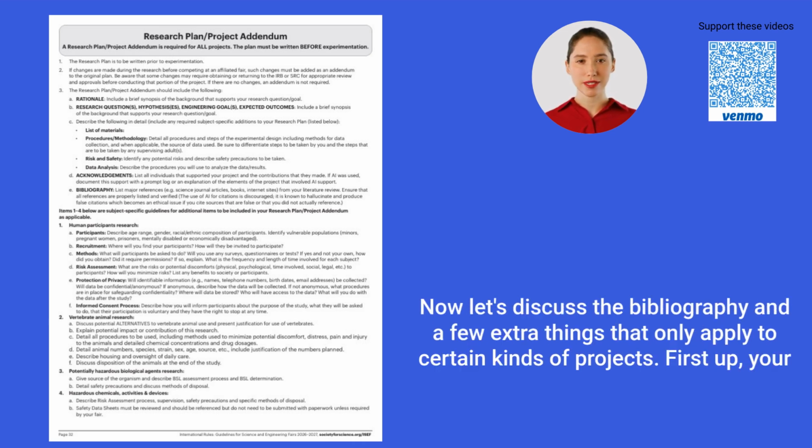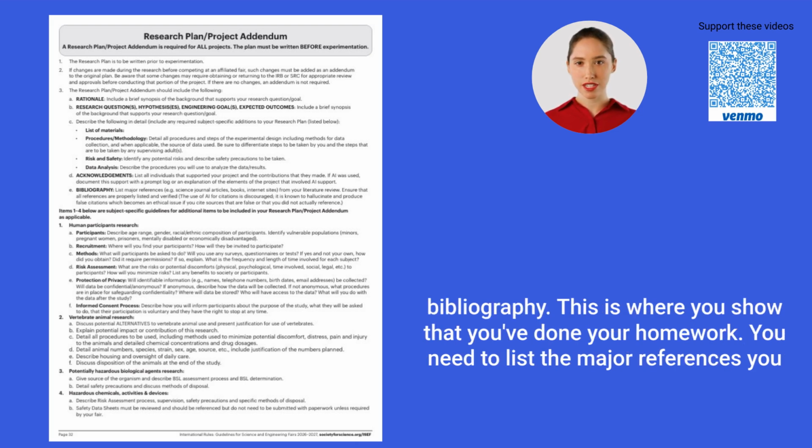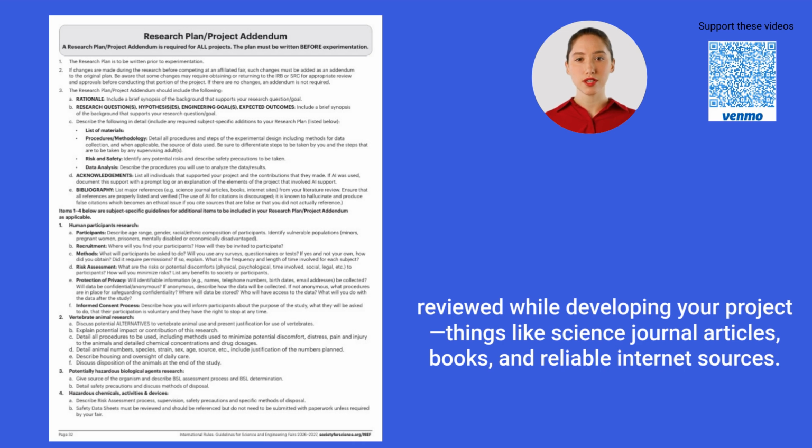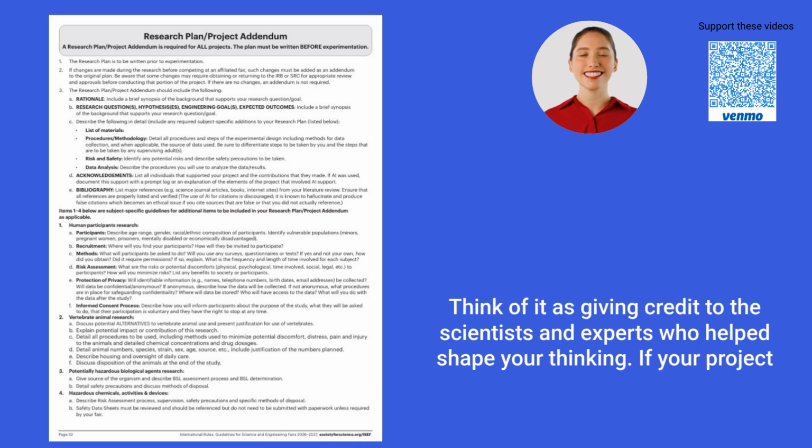Now let's discuss the bibliography and a few extra things that only apply to certain kinds of projects. First up, your bibliography. This is where you show that you've done your homework. You need to list the major references you've reviewed while developing your project, things like science journal articles, books, and reliable internet sources. Think of it as giving credit to the scientists and experts who helped shape your thinking.